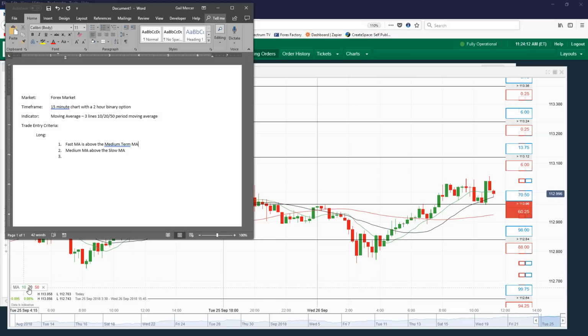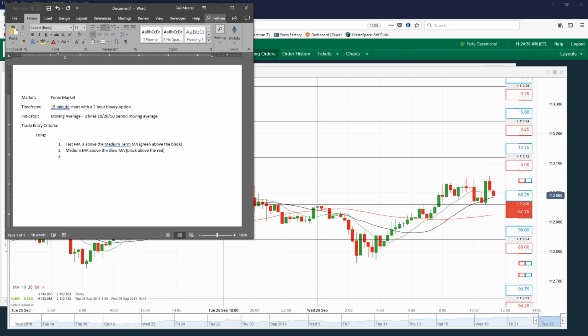Okay. Do you see the colors over here? Well, the green is the fast, the black is the medium, and the red is the slow. So in plain English or color coded, it would mean green above the black. And this one, it would be black above the red.